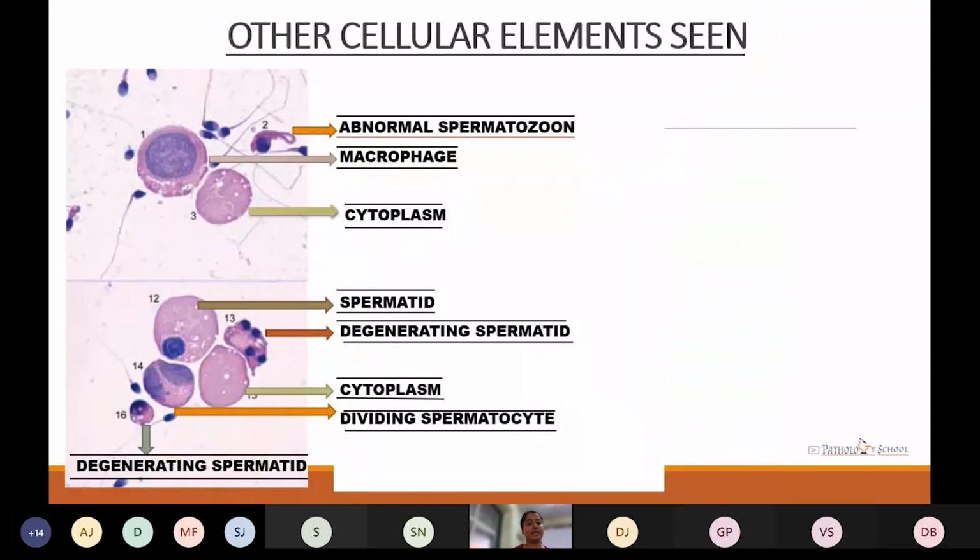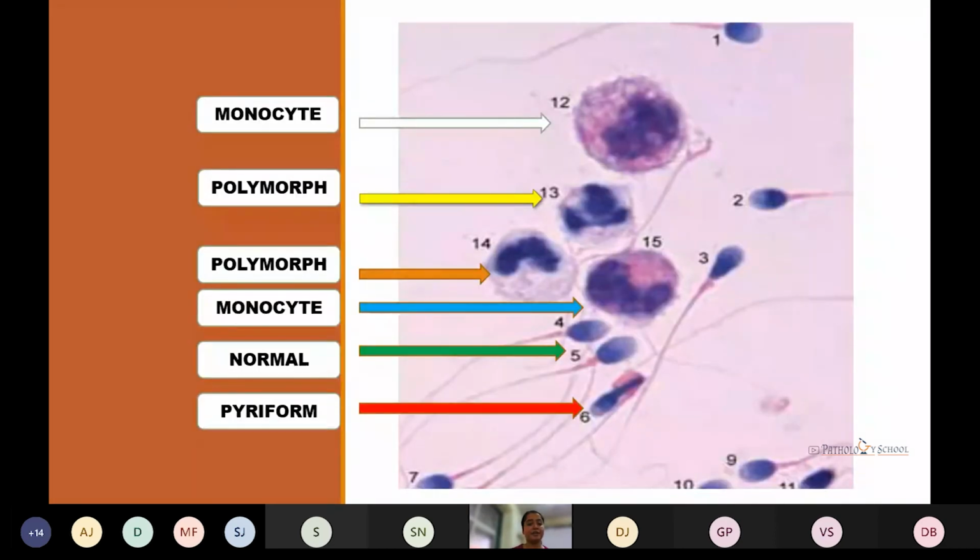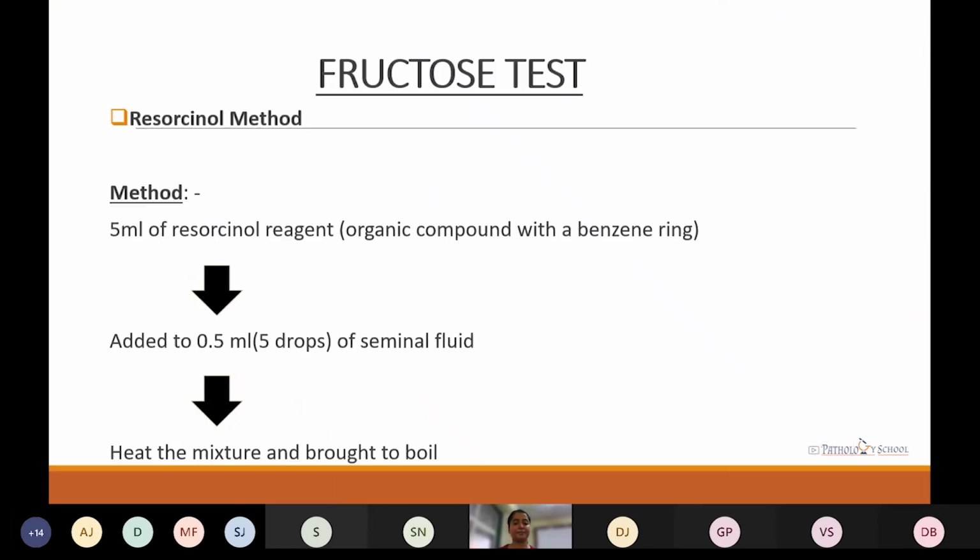There are some other cellular elements which are seen. The first orange arrow is showing you the abnormal spermatozoon. The second one is showing you the macrophage. Then the third one is just showing you a cytoplasm. Then we have the spermatid. Then the degenerating spermatids. Then we have cytoplasm. Then the orange arrow is showing you the dividing spermatocytes. And lastly, the degenerating spermatids. Here you can also see some other cellular elements like monocytes, polymorphs, and normal forms, as well as lastly the pyriforms.